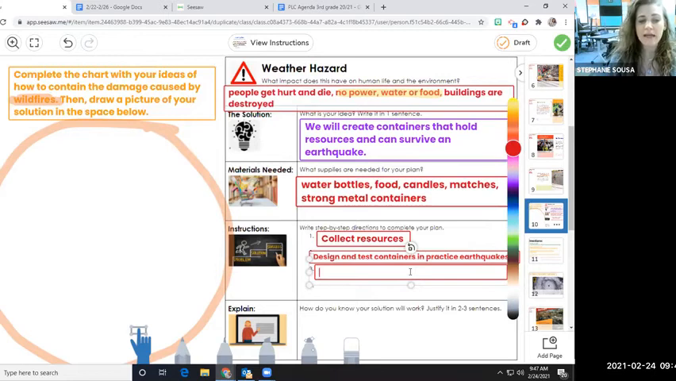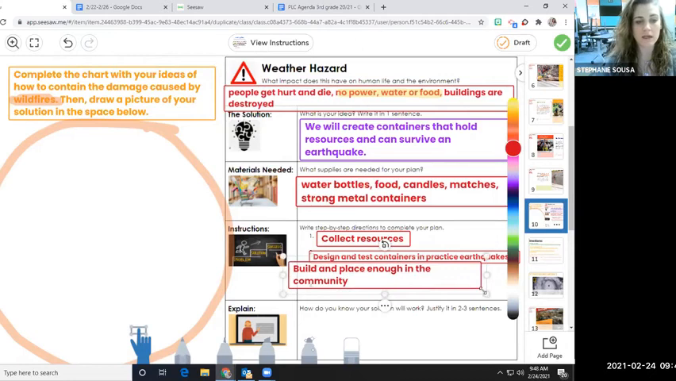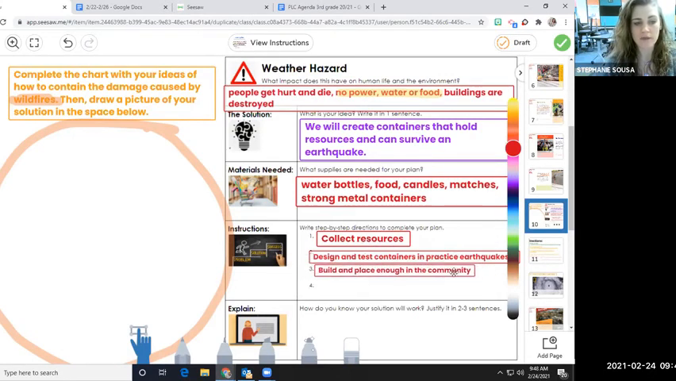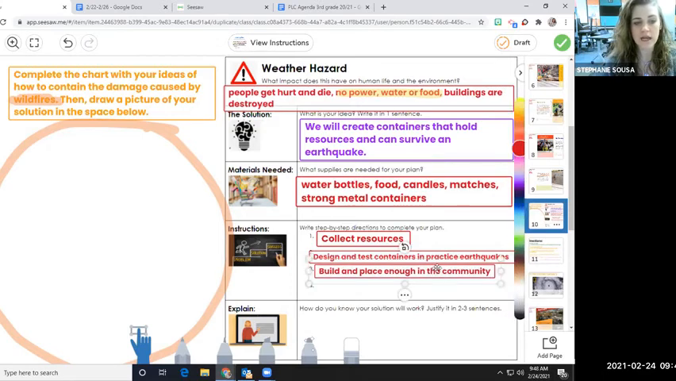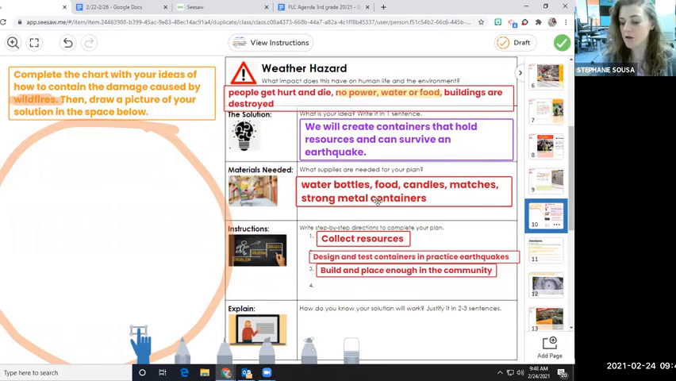After we design and test these containers, we need to build and place enough in the community. Okay, we don't want only one container for a whole country. Imagine if your earthquake happened at school and your container was at your auntie's house across the town. How would you get there? So we've got to place enough in the community that there's enough for the people to survive on once the natural disaster occurs.